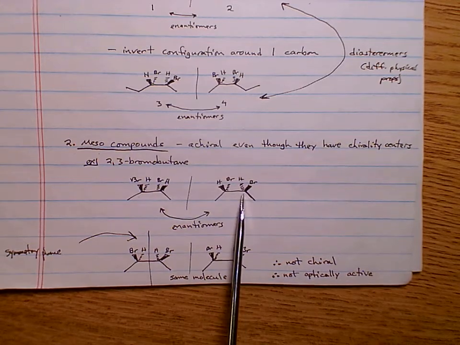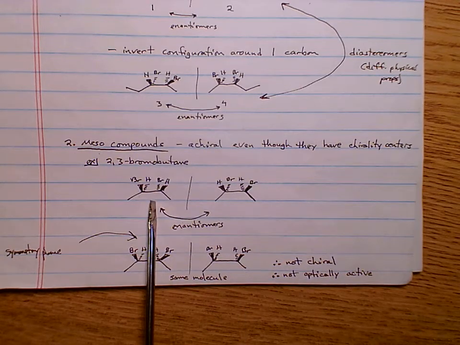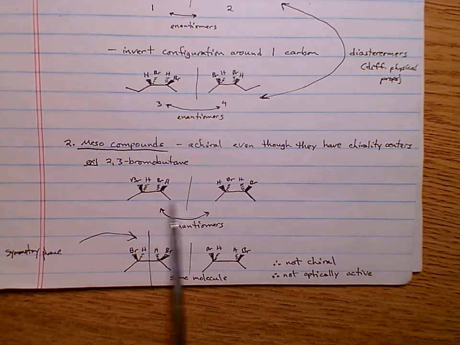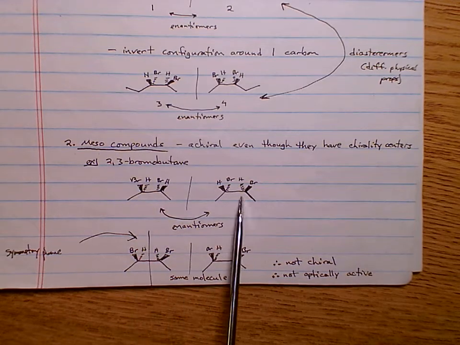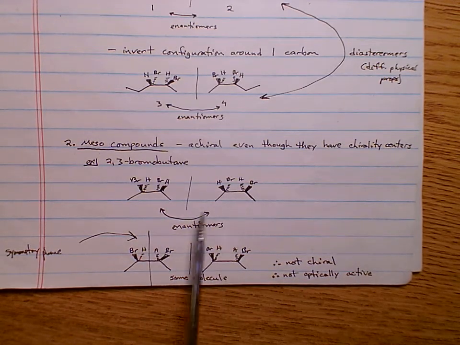Rotating, there's no way to rotate this one and get this one. If you can't do it in your head yet, and yet is the key word, try it, make your models and try it. If you rotate this one, you cannot get this one. Therefore, these two are enantiomers, non-superimposable mirror images of each other.